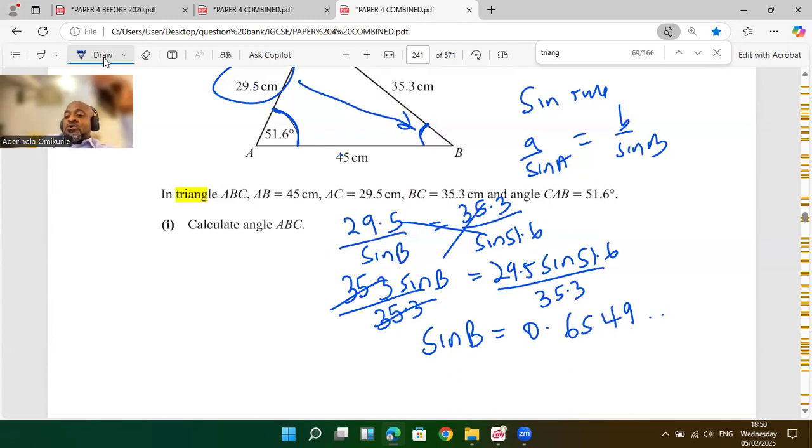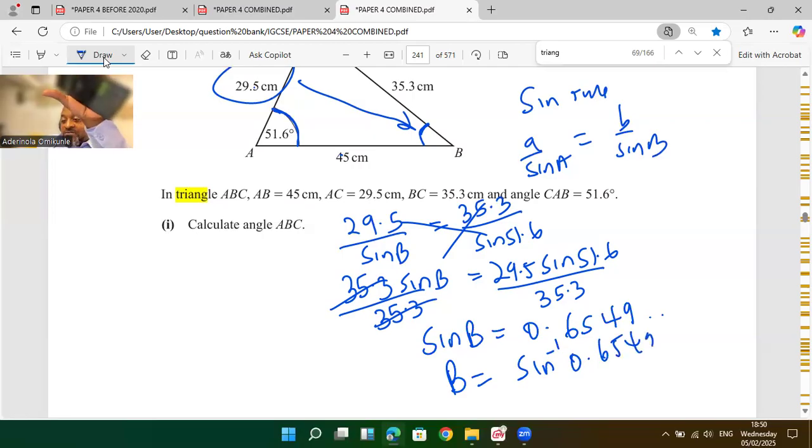Now the additional trick here is that anytime you're looking for an angle, you must always do inverse. If it's cos, you do cos inverse. If it's tan, you do tan inverse. If it's sine, you do sine inverse. So to get the angle, always use your calculator value. So you say B is sine inverse of 0.6549, but please use the calculator value. It's because of explanation that I'm writing this up. Please find sine inverse of your calculator answer, and that gives me 40.9. So the angle is 40.9 degrees.